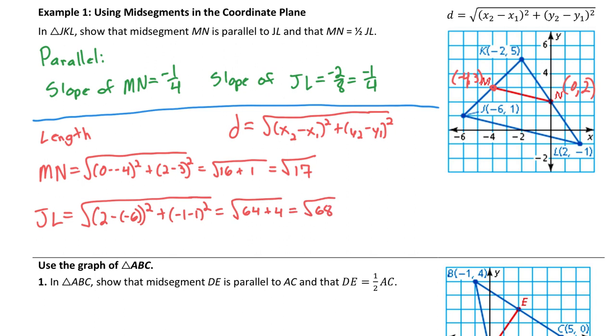Okay? To prove that MN is half the length of JL, I would just take the length of JL, square root of 68, divided by the square root of 17, to prove that that really is 2. If I divide the longer length by the shorter length, it's 2, which means MN is 1/2 of JL. So it's kind of a lot of work for one problem.